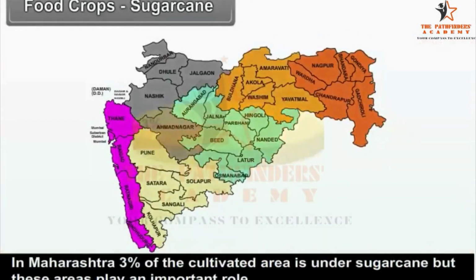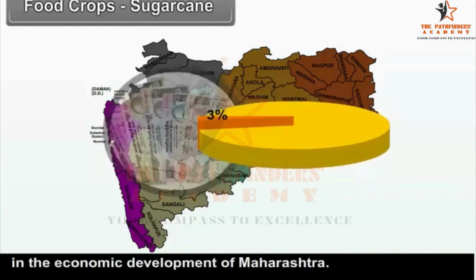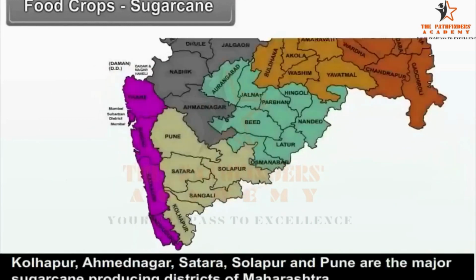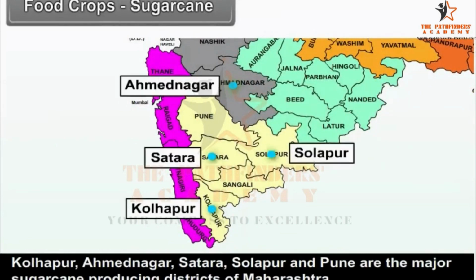In Maharashtra, 3% of the cultivated area is under sugarcane, but these areas play an important role in the economic development of Maharashtra. Kolhapur, Ahmednagar, Satara, Solapur and Pune are the major sugarcane producing districts of Maharashtra.